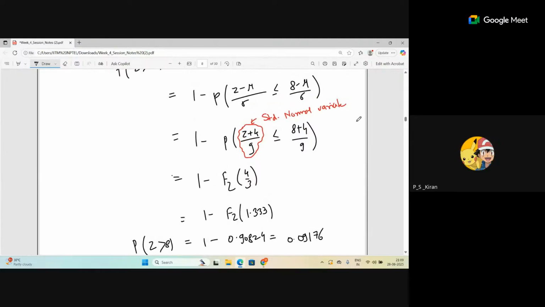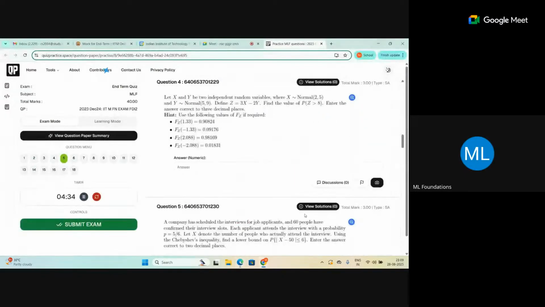Sir, then why did they give so many values? To confuse you, right? Which one should you use? If I give you this one value directly, then what is the need of doing all the other calculations? I can just write 1 minus this, right? Correct, right? So that's why.